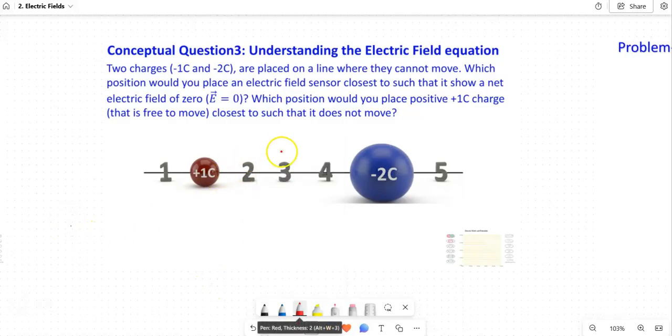And I'm going to place the sensor right here at 3. The positive 1 Coulomb charge is going to be pointed to the right, like this. And the -2 Coulomb charge is going to be pointed also towards the right because it's negative, twice as large. In fact, the electric field is not going to be 0 anywhere in between these two charges. Where it will be 0 is right here at 1, or closest to 1.